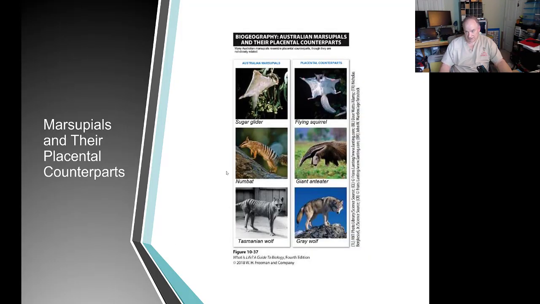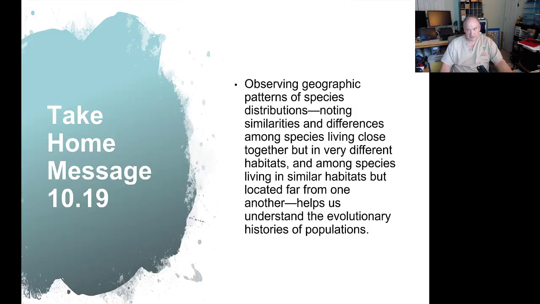Marsupials and their placental counterparts. A marsupial bears its young alive and resembles its placental counterpart, but uses pouches to mature its infants. So you look at marsupials and then the placental counterparts. We have sugar gliders, flying squirrels, numbats versus the anteater, and the Tasmanian wolf versus the gray wolf. They just had a slightly divergent evolution, and for a particular niche it may be better.